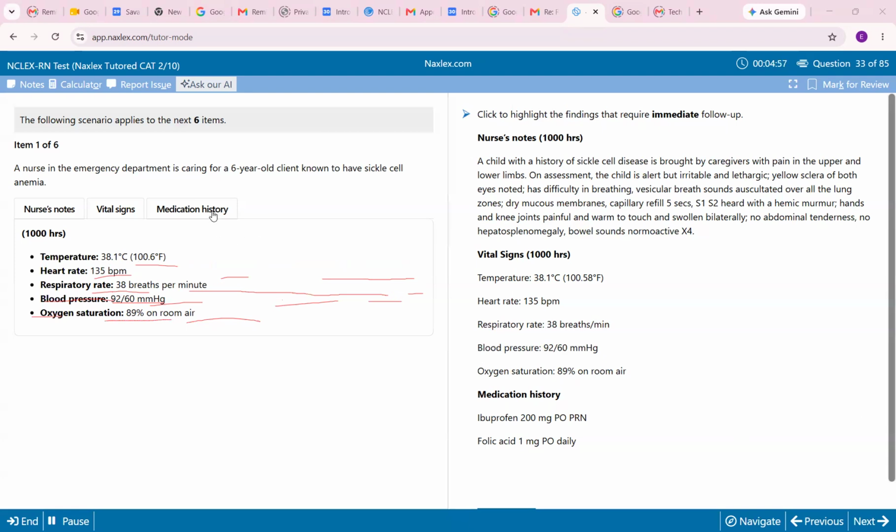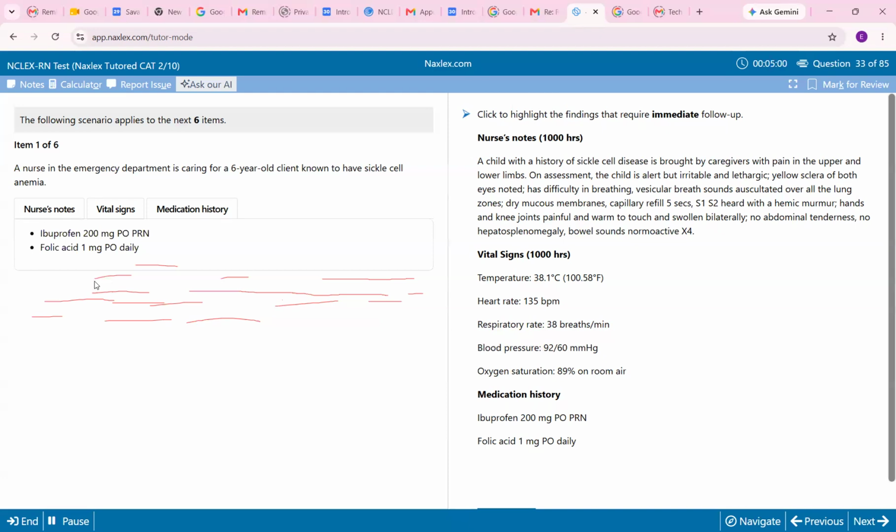Medication history. What is the medication history? Has taken ibuprofen 200 mg, folic acid 1 mg orally daily. Okay. What is the question? The nurse in the emergency department is caring for a 6-year-old client known to have sickle cell disease. The question is: click to highlight the findings that require immediate follow-up.